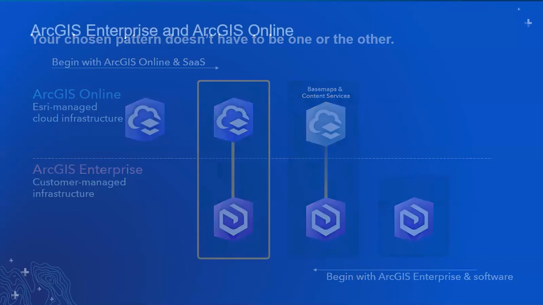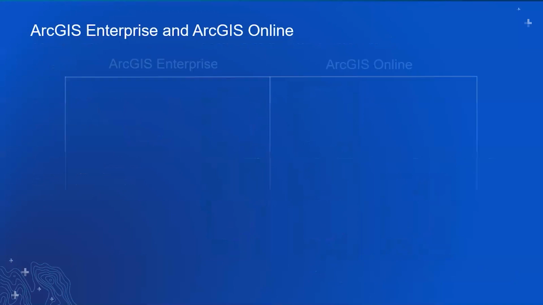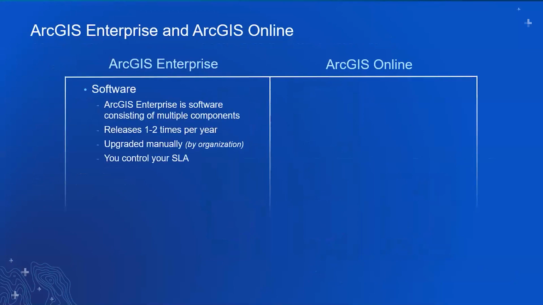So here are just some of the key differences between ArcGIS Enterprise and ArcGIS Online. ArcGIS Enterprise is software consisting of multiple components. It's released as we release different versions of our software. So when we update to 10.1, for example, a new version of ArcGIS Enterprise will be released with that. And that's something that needs to be upgraded manually. So you'll need to upgrade your ArcGIS Enterprise system as the upgrades become available. And you can control your licensing structure and how it's deployed.